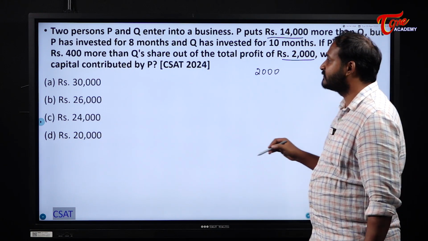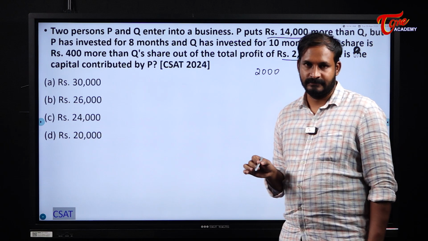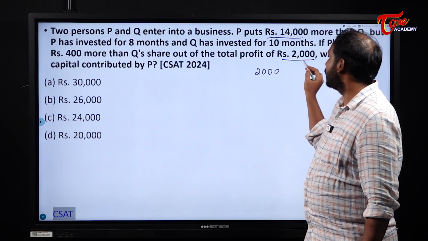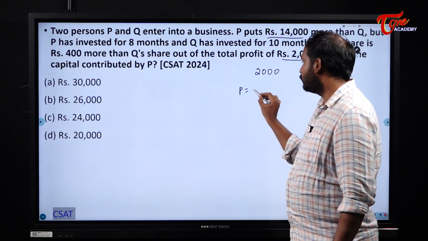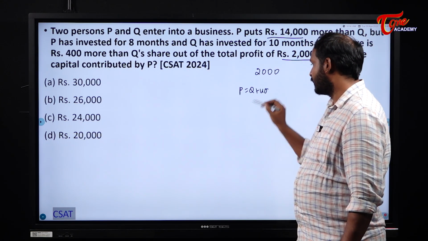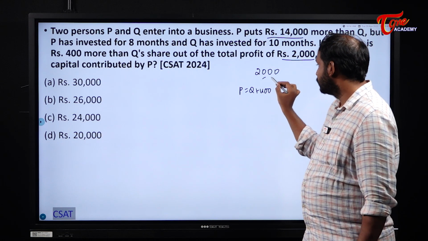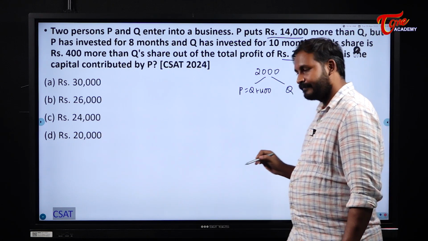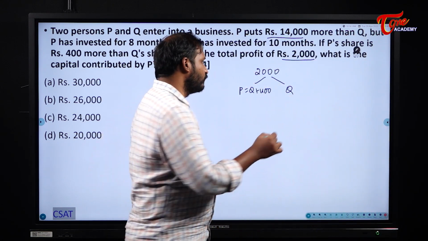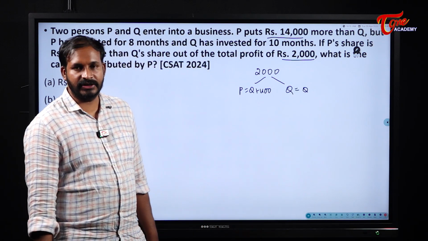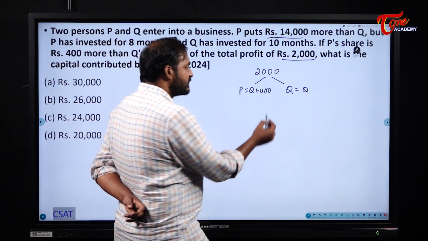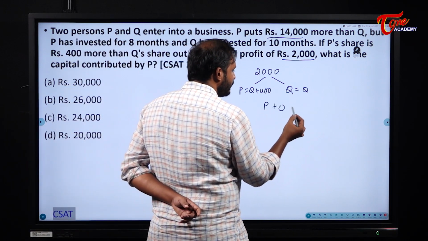Okay, if P's share is 400 more than Q's share, then what will be the values? P's share is equal to Q plus 400, and this value will become Q. Q will get how much? Q only. Q gets Q's share and P will get 400 more than Q.